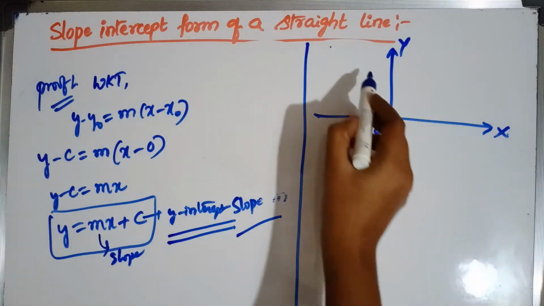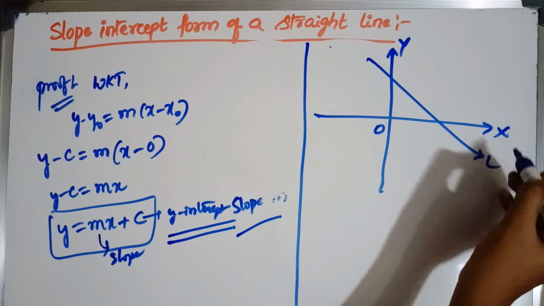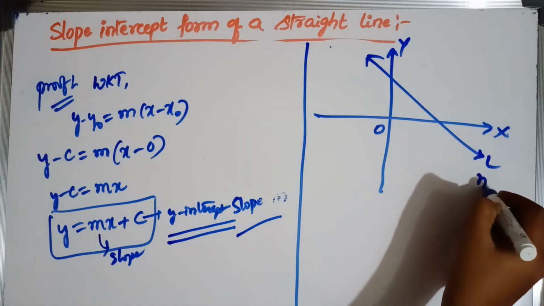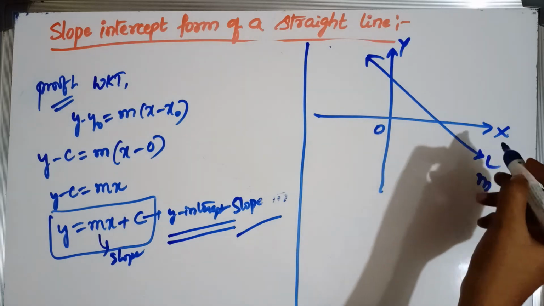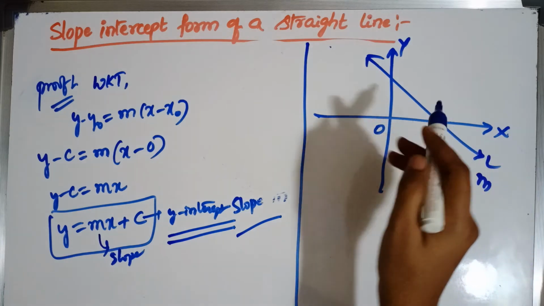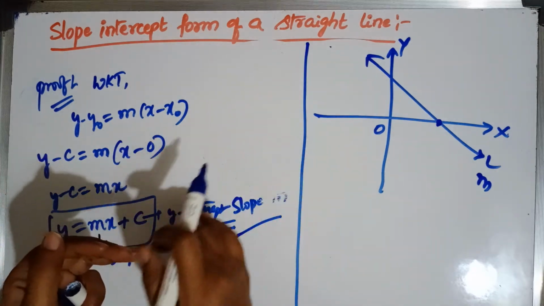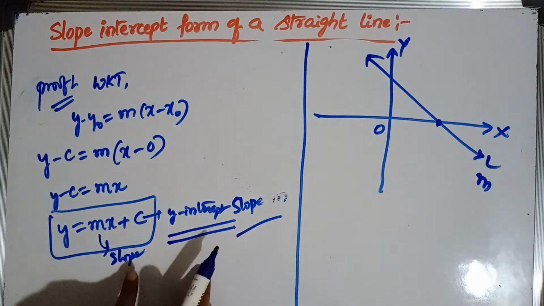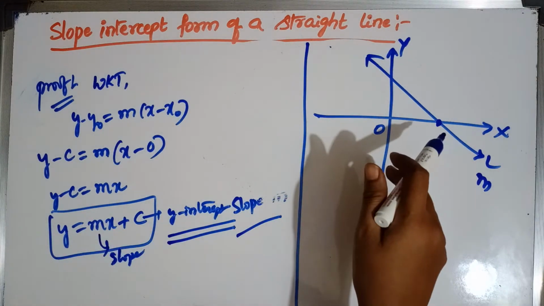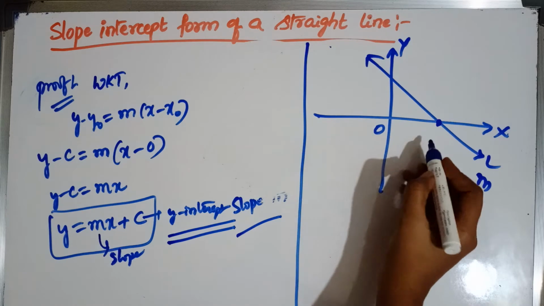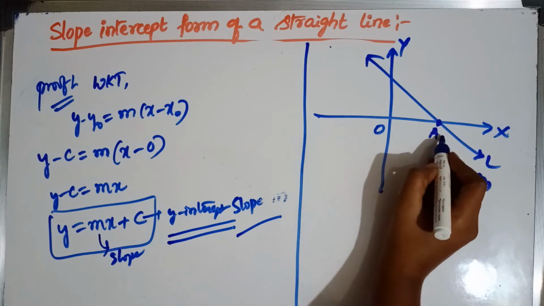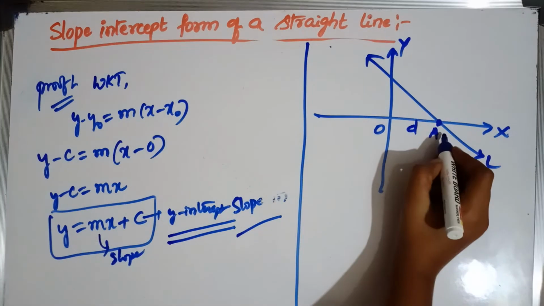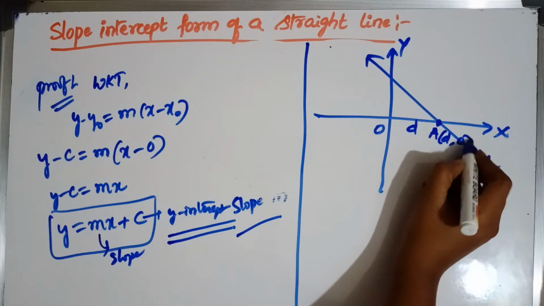Suppose this is the line L whose slope is m and which makes the x-intercept small d. Usually we consider the x-intercept as a and the y-intercept as b, but in this particular formula we have considered the y-intercept as c and the x-intercept as d. This point I will take as capital A, and this distance is D. Then the coordinates of this point are (d, 0).